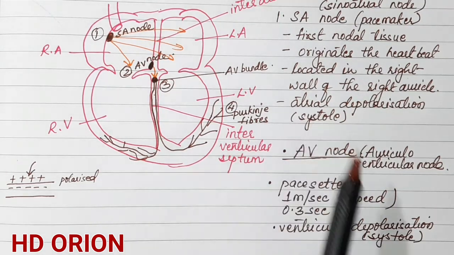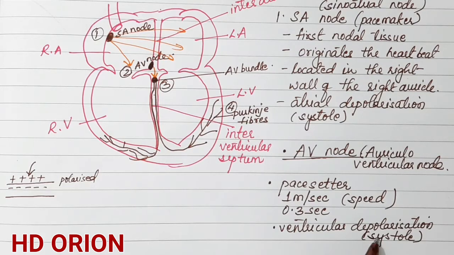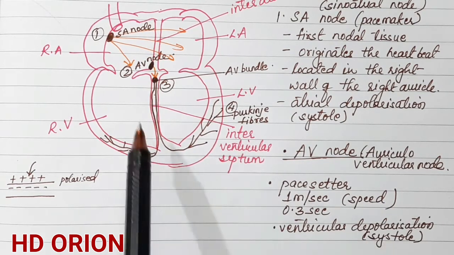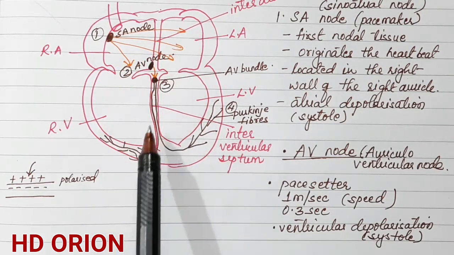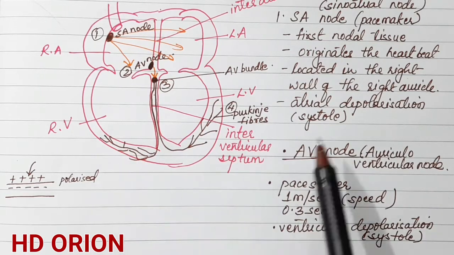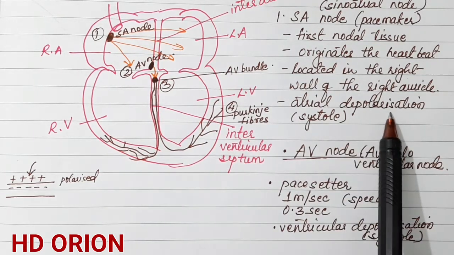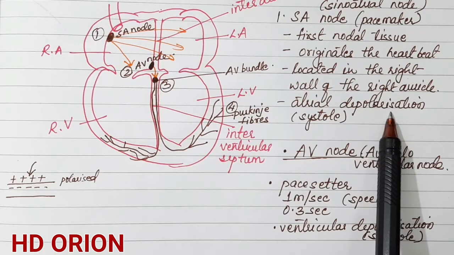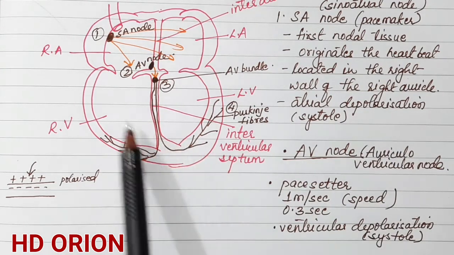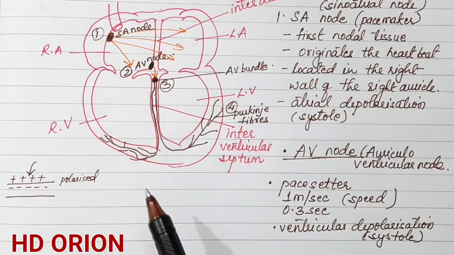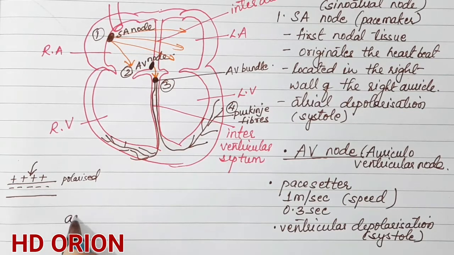This is atrial systole, this is ventricular systole, and then comes the third phase in which all the four chambers relax. We call it repolarization. So systole is depolarization and diastole is repolarization. If there is any irregularity in this, the condition is known as arrhythmia.